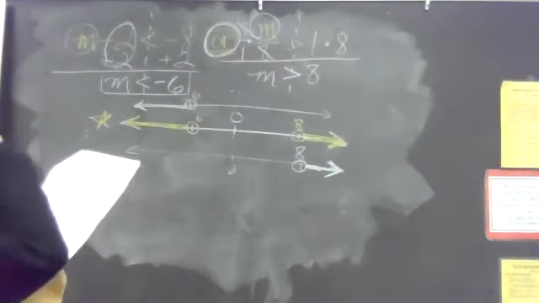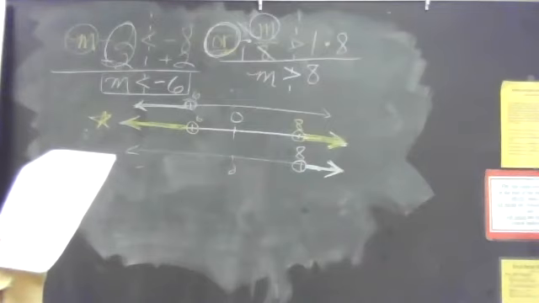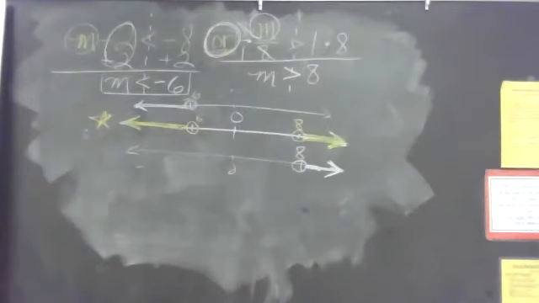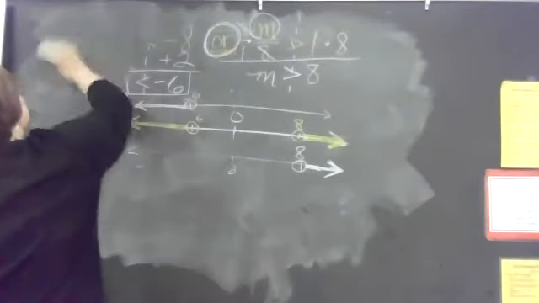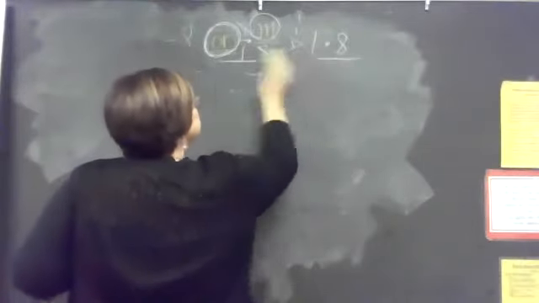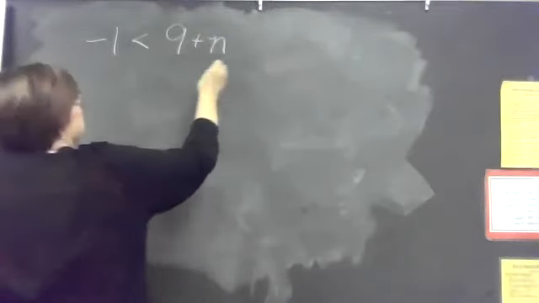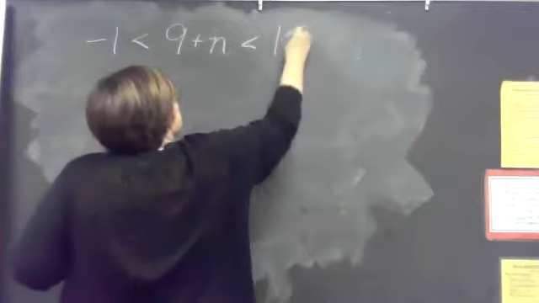Let's do one that has an and. Yeah, number 2. Let's go ahead with number 2. Same page, number 2. -1 is less than 9 plus n is less than 17.